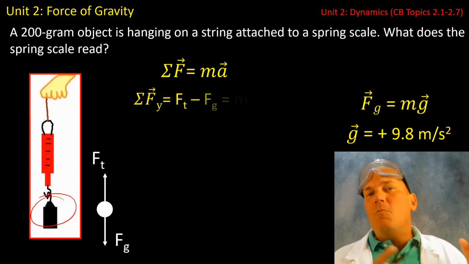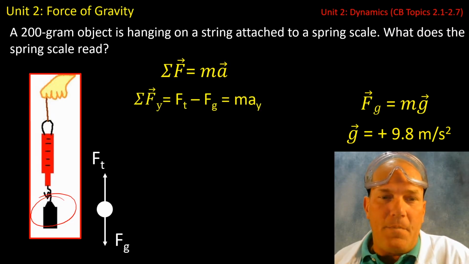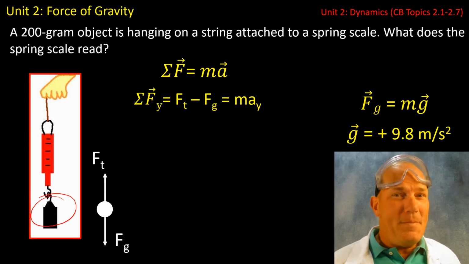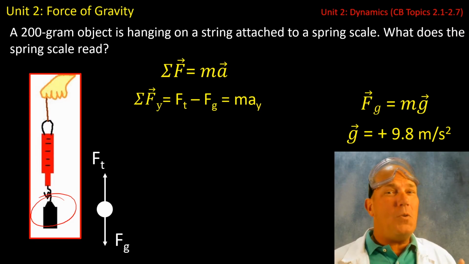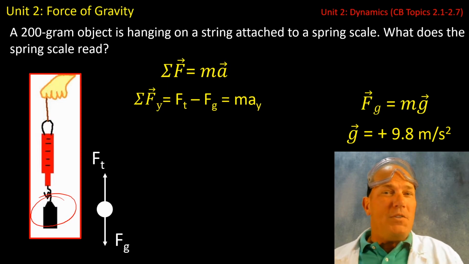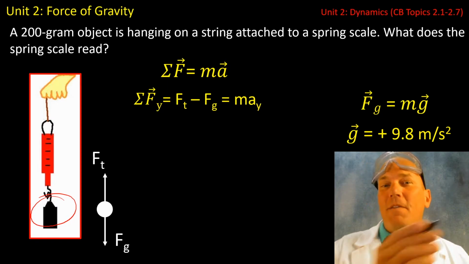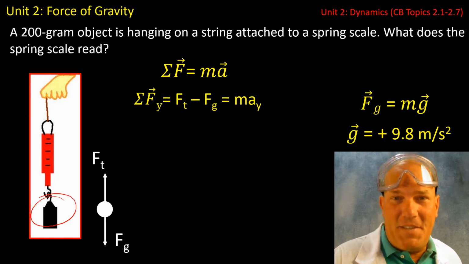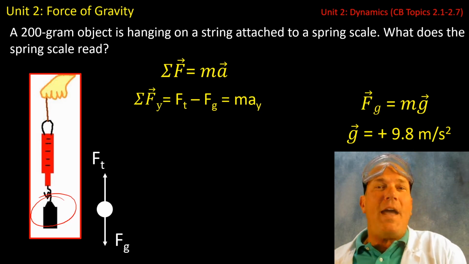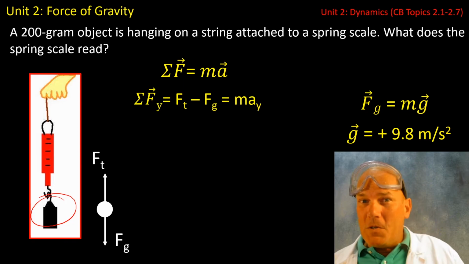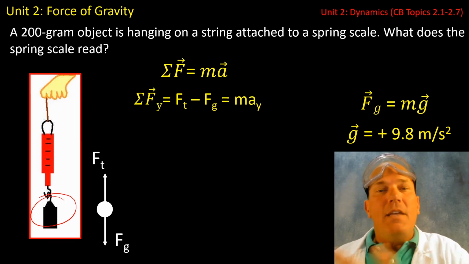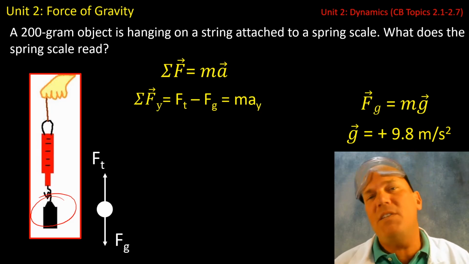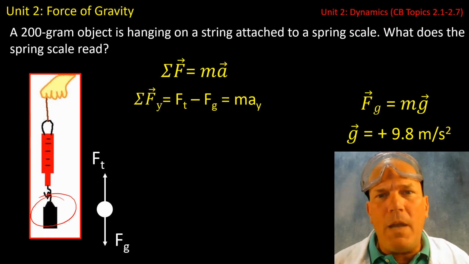Now, when we sum the forces vertically, calling up positive and down negative, as we're defining our own coordinate system, I am going to subtract the force of gravity from the force of tension. Okay, so I'm subtracting my negative forces from my positive forces that I have defined and setting those equal to mass times acceleration in the y direction.